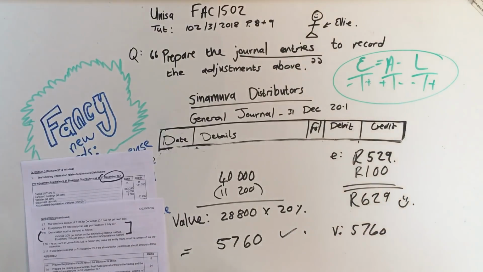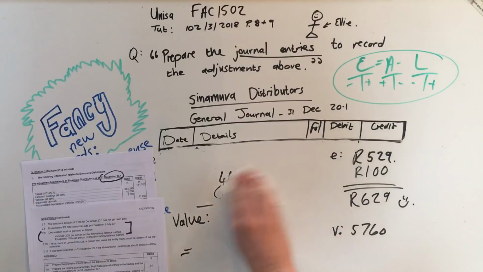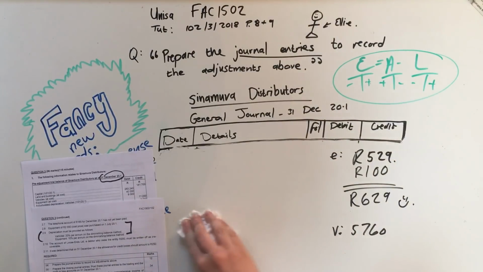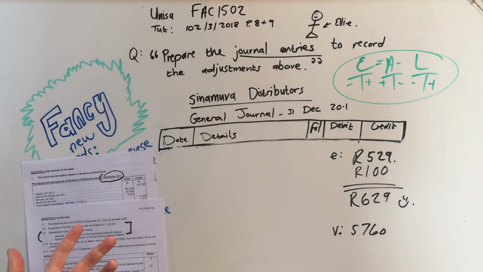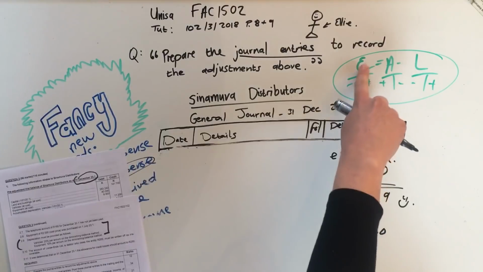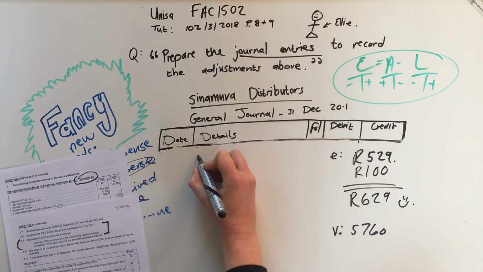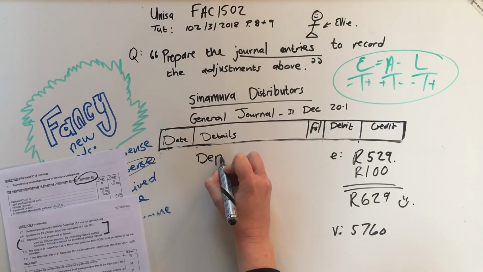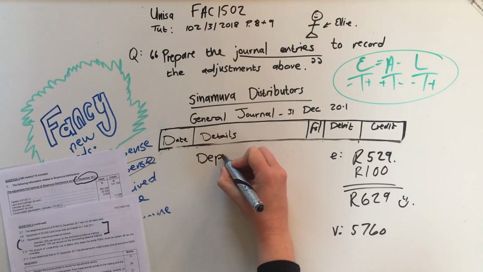Now, what is this depreciation thing that I'm speaking of? There's a video on it. It's a very fluffy video just to explain the concept behind it. Now I just want to do the journal entry. So my journal entry is going to say depreciation is an expense. We haven't accounted for it yet. Expenses get debited and the expense's name is depreciation.